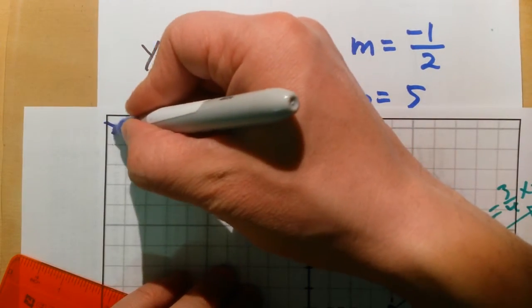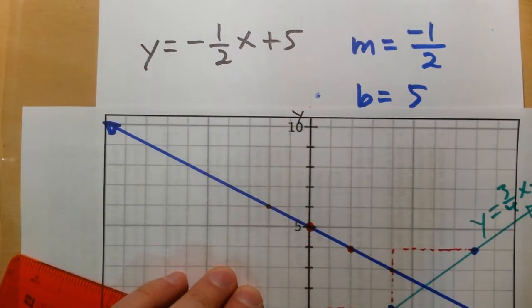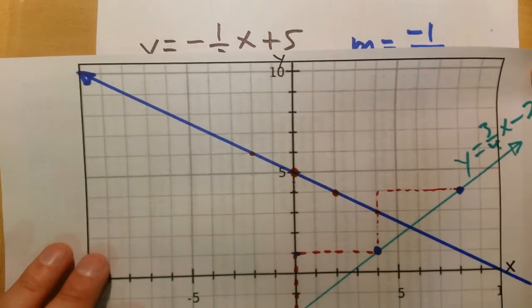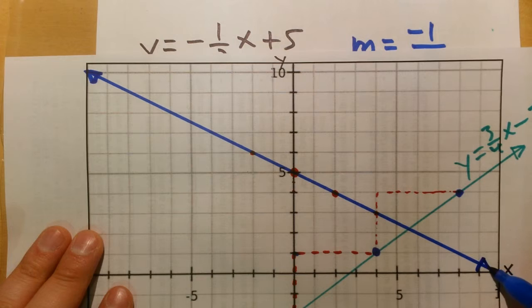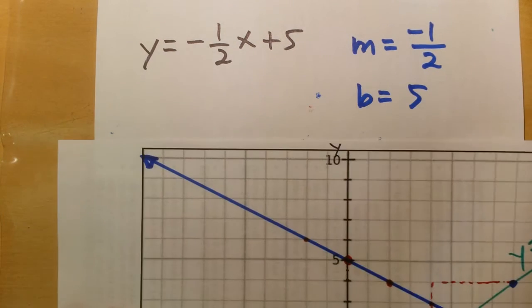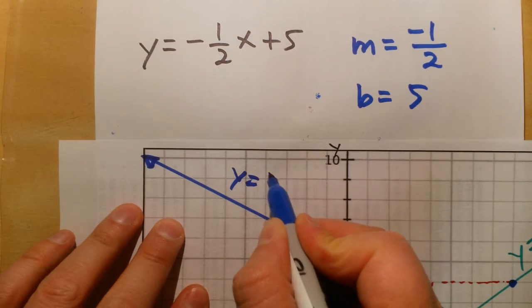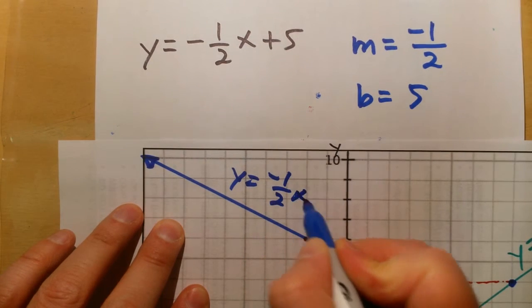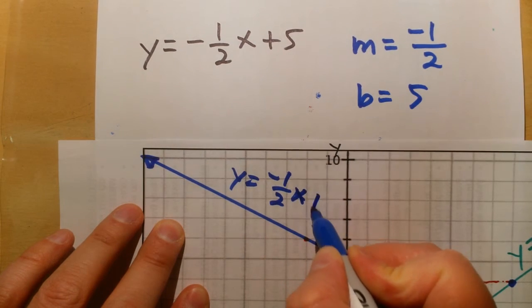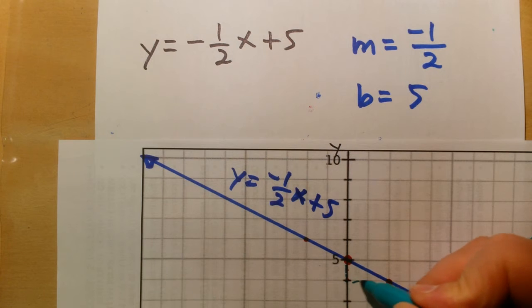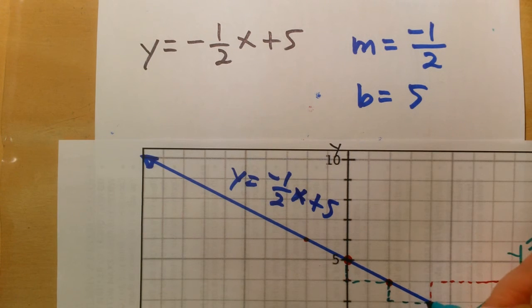Okay, we can put our arrows on the ends of the line, and then we can write the equation here to indicate that this is the line that we just graphed. This is the equation for the line that we just graphed. Alright, and we can show this as well. Alright, that's all.